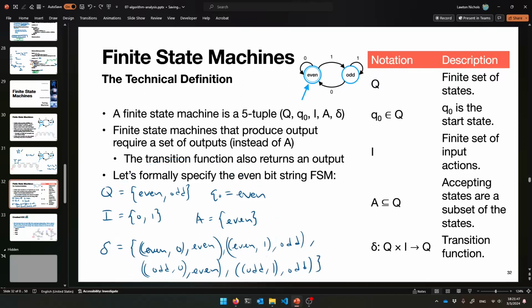All right. So yeah, that's the full transition function as well. And so that's the idea. I don't know, maybe that's a prettier delta. So yeah, that's what it means to be a finite state machine.